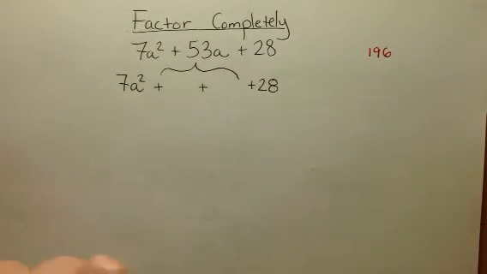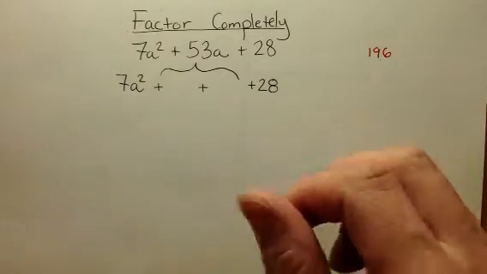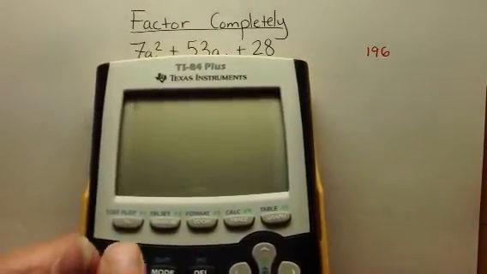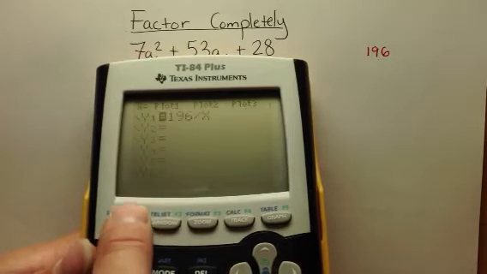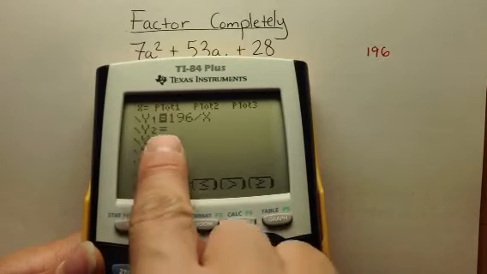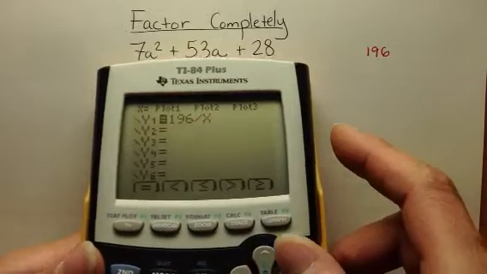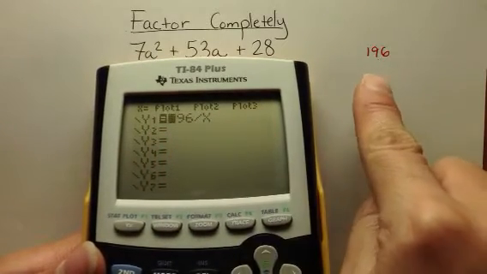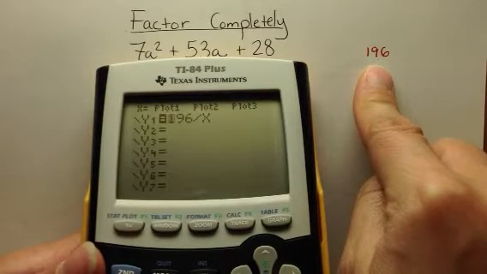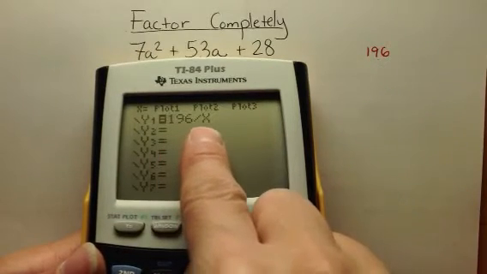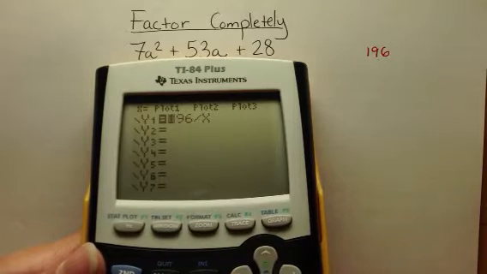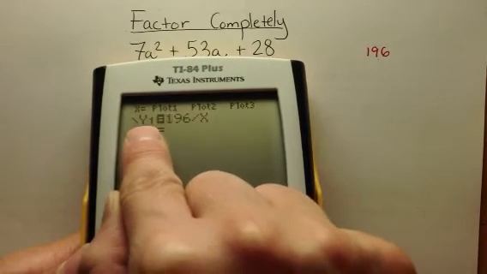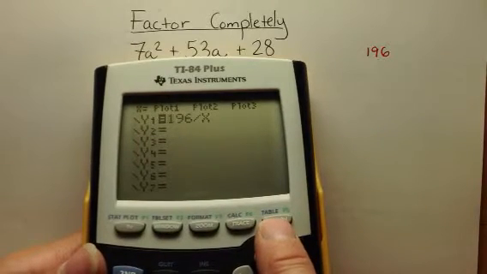196 is a big number. I don't really want to deal with all the factors right now. So I'm going to use my little trick on my calculator. I'm going to go to my y equals key, and I'm going to put in 196 divided by x. I'm putting the product, what I'm looking for the factors for, and if x is a factor, when I go to my table, the numbers on the left, if that's a factor, I'll get a whole number for y. So I'm going to go now to my table.